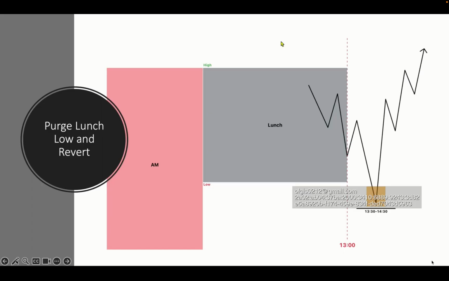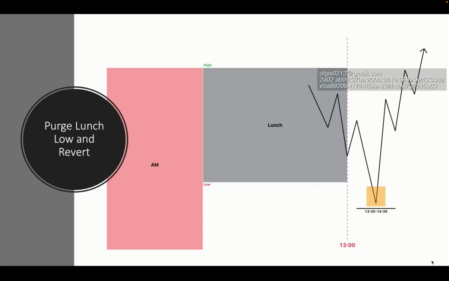The function of the lunch cycle in both scenarios, by the way, is to engineer liquidity that can be targeted at a later point in time. Again, it is important to note that AM and lunch do not have to have created relatively equal highs for this scenario to play out.